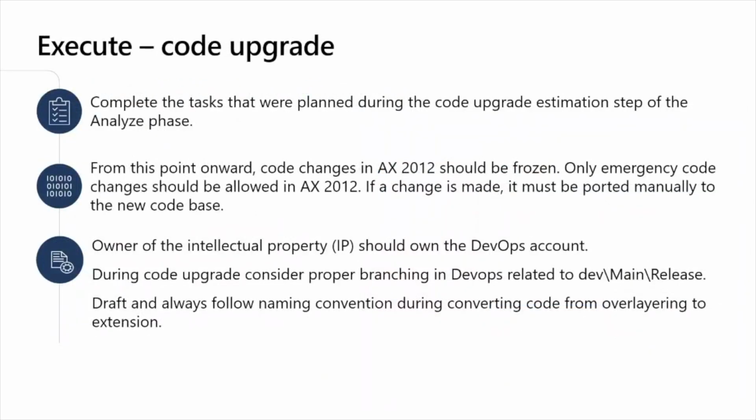Third step is to perform code upgrade activity. You need a development environment to complete this activity. Complete the tasks that were planned during the code upgrade estimation step of the analyze phase.